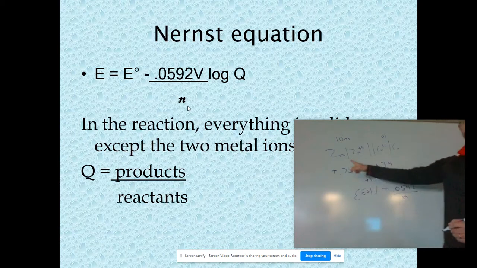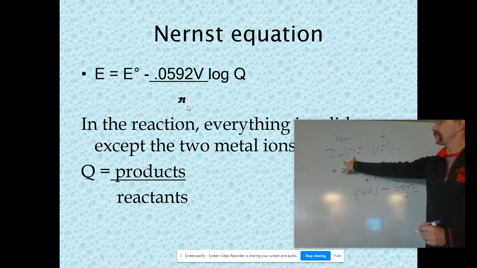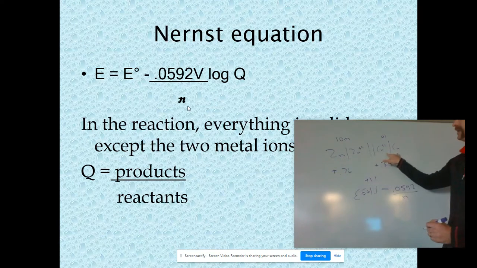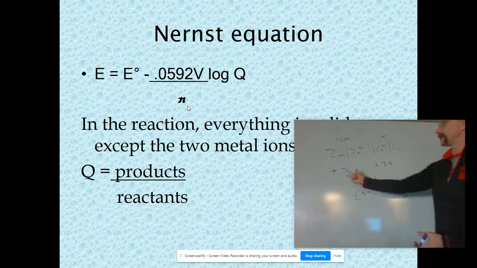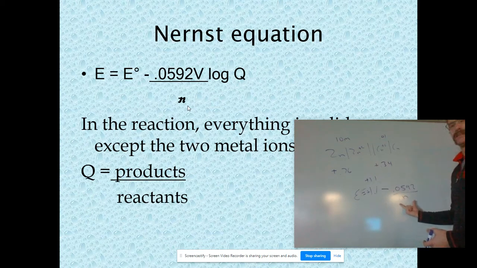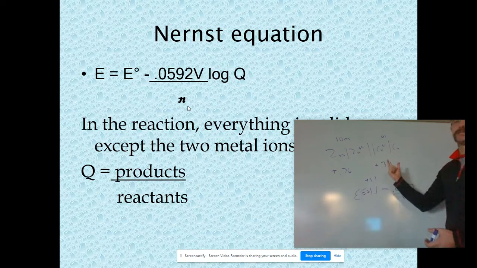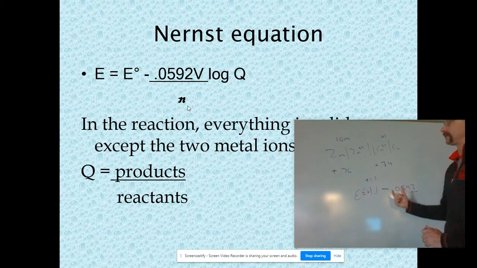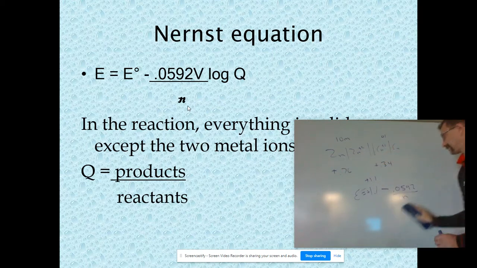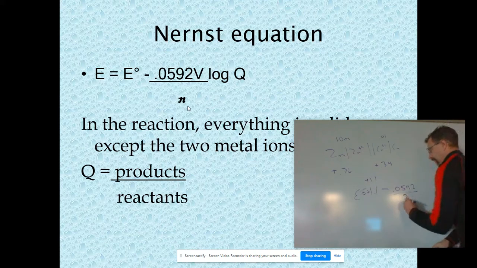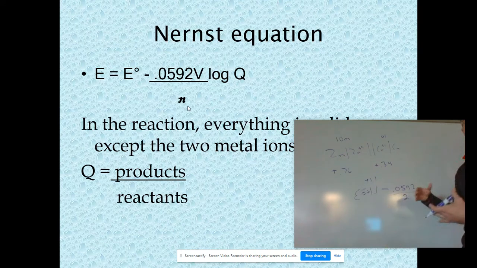N is the number of electrons that change from here and here. So it's the number of electrons in my balanced redox equation. While we get to ignore N when we're doing our standard cell potentials, when you get into the Nernst equation, the number of electrons does end up being something that matters. So we have 2 electrons transferring here and 2 there, so my N is just going to be 2. It's whatever the number of electrons in your balanced redox equation would be. So that's a 2 there.